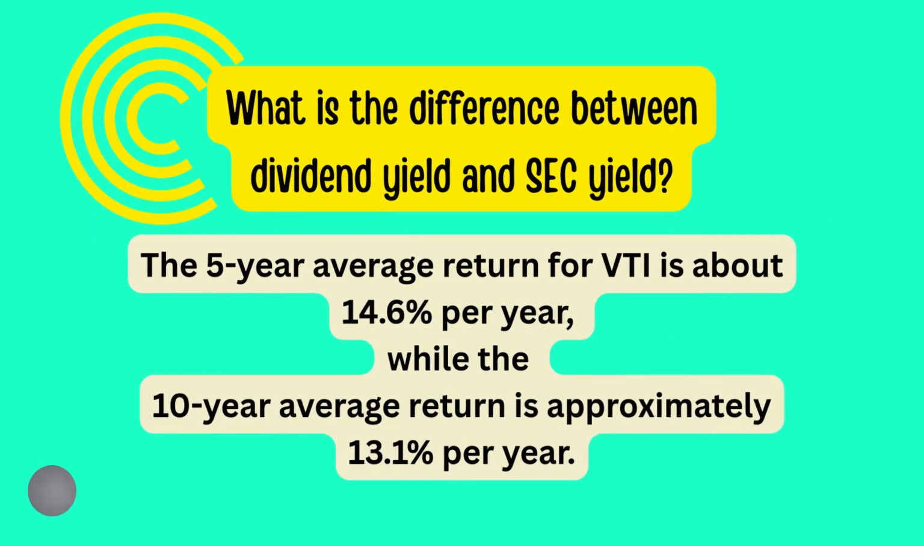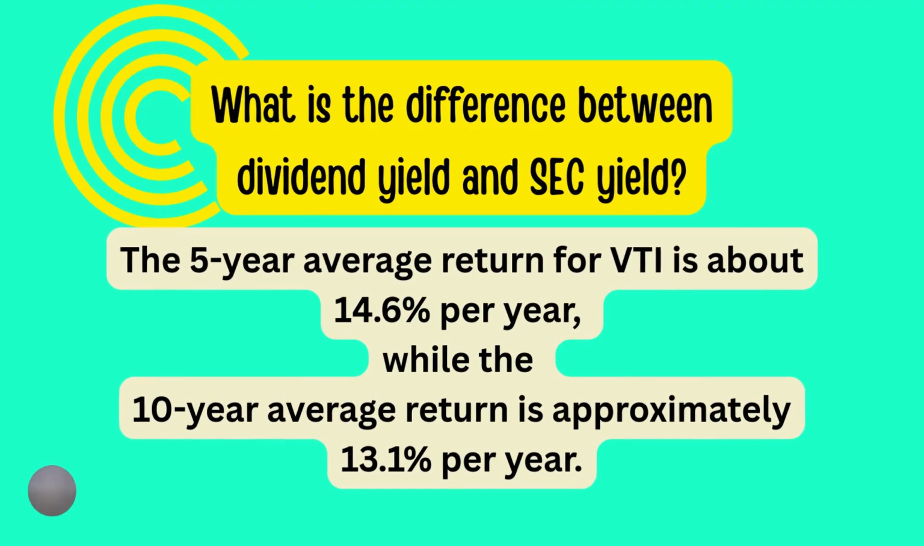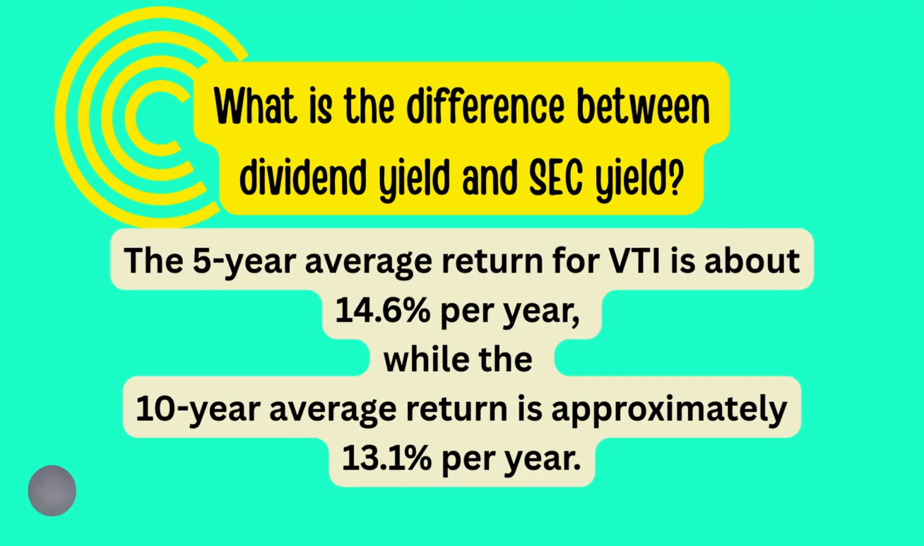So what is the difference between dividend yield and SEC yield, okay? Dividend yield is more like history. It shows what you actually got paid last year, but it doesn't always factor in costs or current earnings, okay? The dividend yield just shows how much money the fund paid out in the past year from its profits. For example, the 5-year average return for VTI is about 14.6% per year, while the 10-year average return is approximately 13.1% per year. Therefore, if you are planning forward, you use the SEC yield.